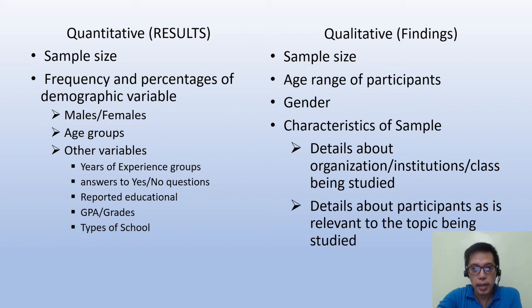In a quantitative analysis, study results of the quantitative analysis conducted may be presented on their own without any connection to a larger literature. When quantitative data are presented without any accompanying explanation, a discussion section is presented separately in order to explain the meaning of the results. Quantitative results are sample size, frequency, and percentages of demographic variables, the males or females, the age groups, the other variables, years of experience groups, answers to yes or no questions, reported educational grades, types of schools.